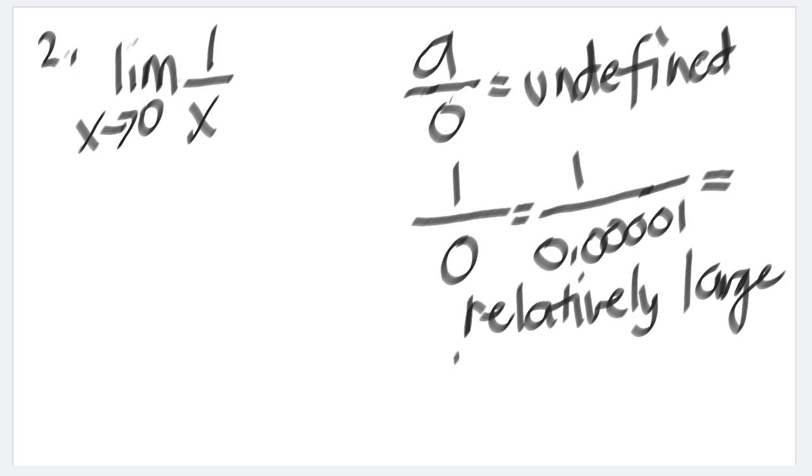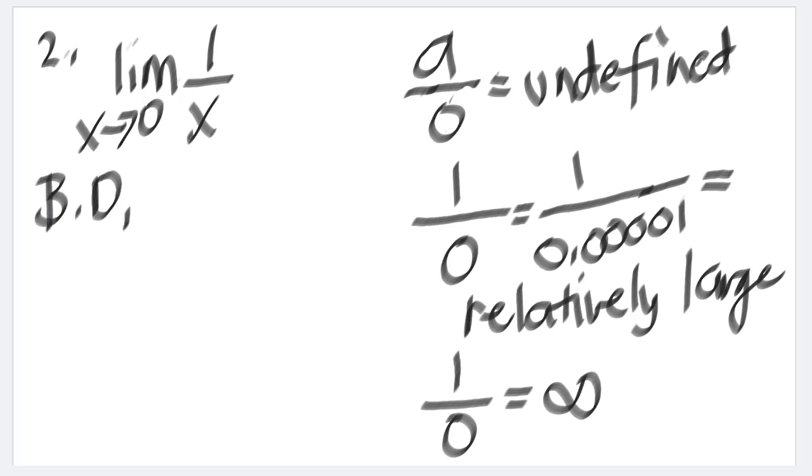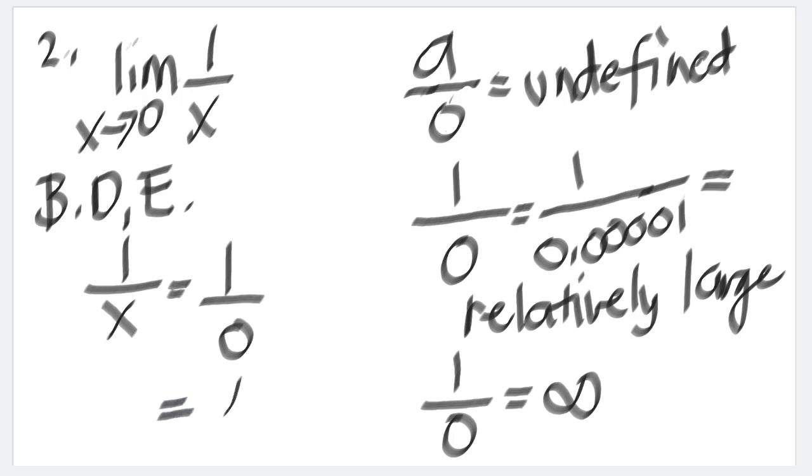Such that 1 over 0 in calculus is a very large number, that is infinity. So when you evaluate this limit, 1 over x as x approaches 0, by direct substitution, the limit of 1 over x as x approaches 0 is equal to 1 over 0, and that is equal to infinity.